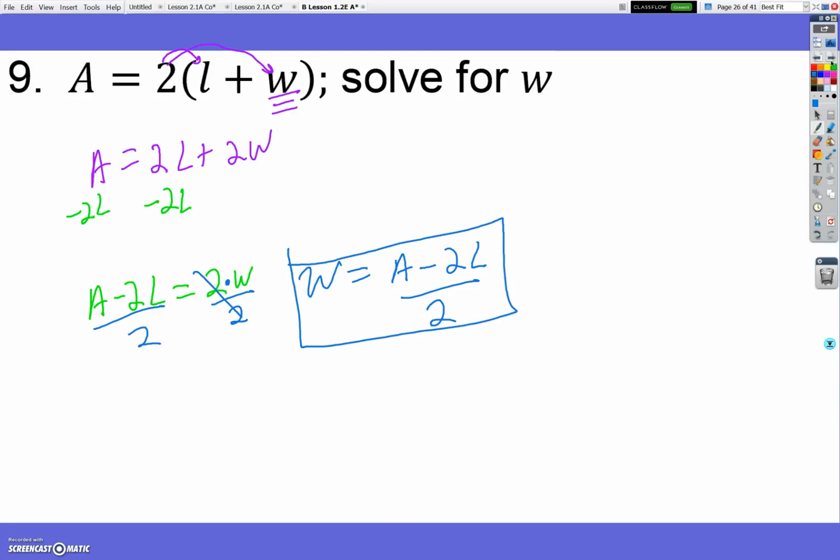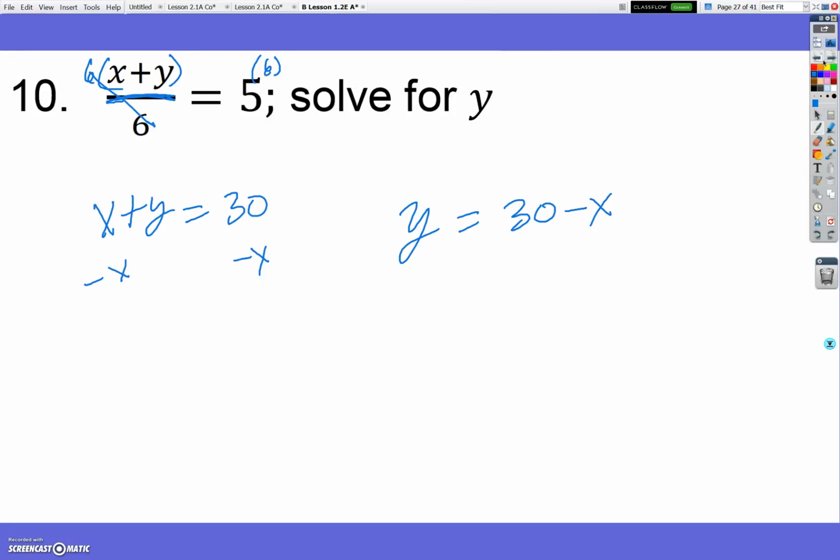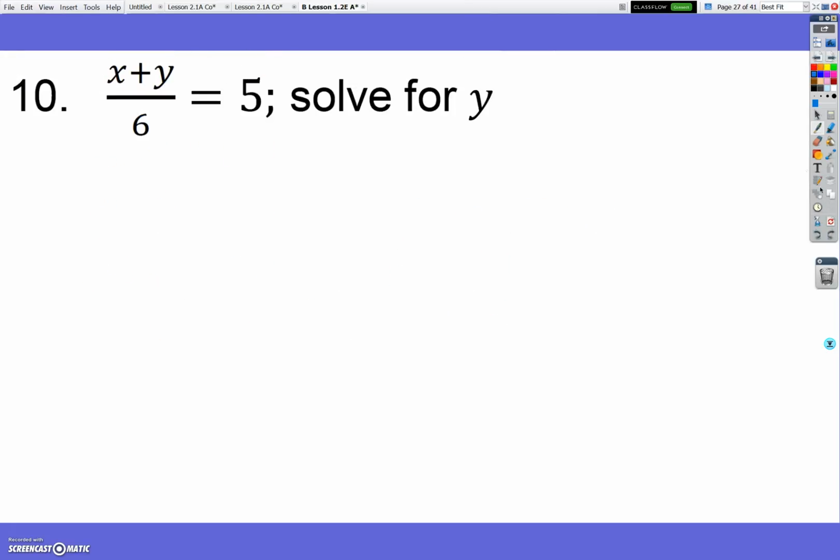Alright, next thing, let's go ahead and look at this one. I need to get y all by itself. So there's a few things I need to do. The first thing I need to do is get rid of this division. Well, what is the opposite of division? That is multiplication. So I would multiply both sides by 6.